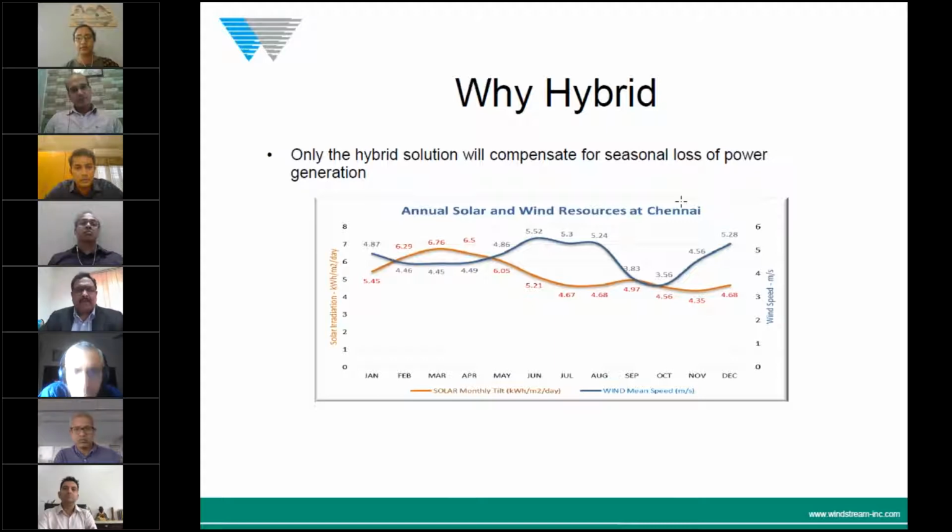Okay. Let me quickly talk about why we need hybrid solutions. If you look at the wind and solar patterns throughout a year, both of them complement each other generally in any part of the world. In summers, you have high solar radiation and the wind speeds are low, whereas in winters and rainy season, you will see very high wind speeds while the radiation is less. So both of them complement each other, forming a perfect energy band.